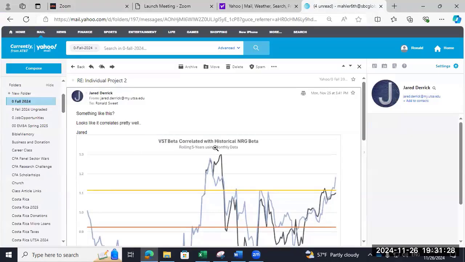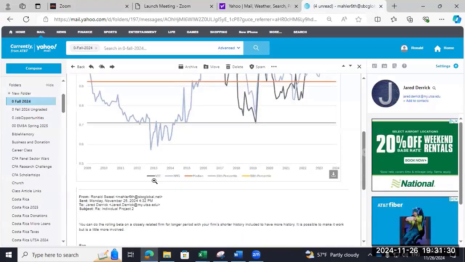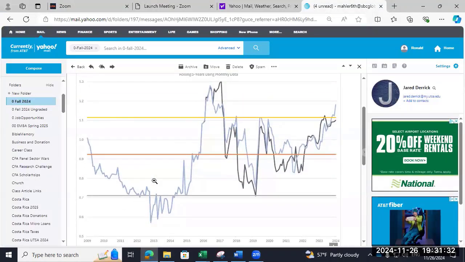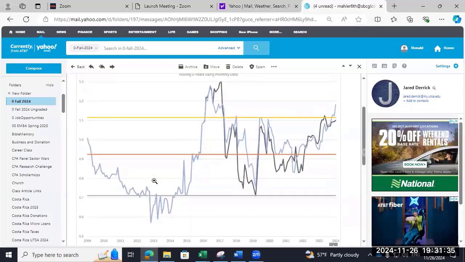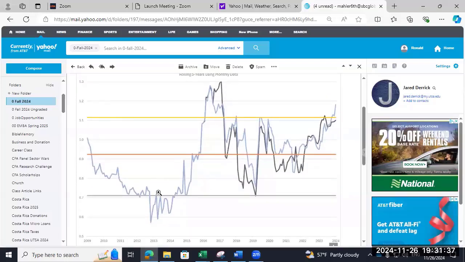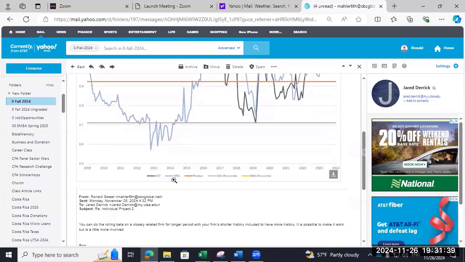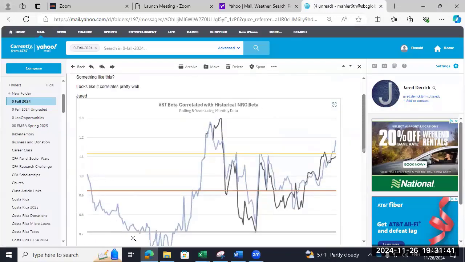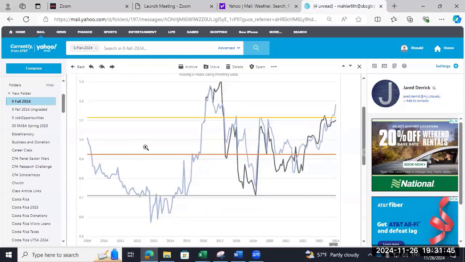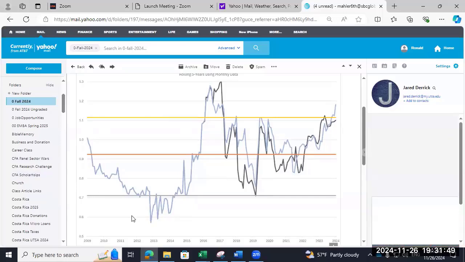So he said, I have a firm, Vistra, that only has a few years of data. What do I do? This is all the data I had. I said, can you find a competitor? And he did, NRG, that has more data. You can see how strong that looks. They move so well together, they could use this other history. That's a really good chart.